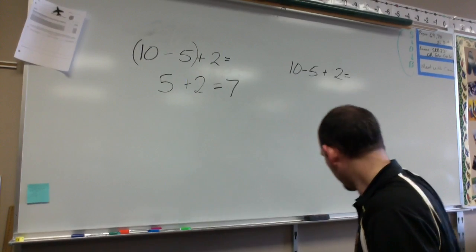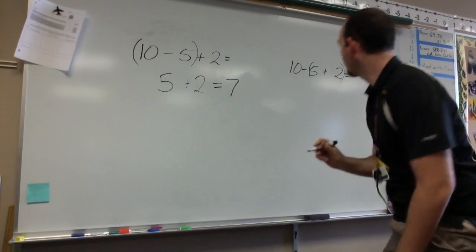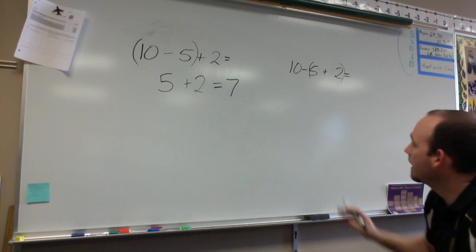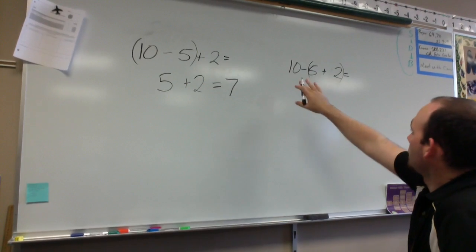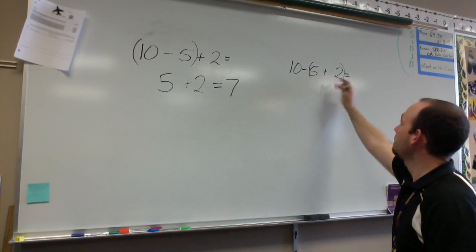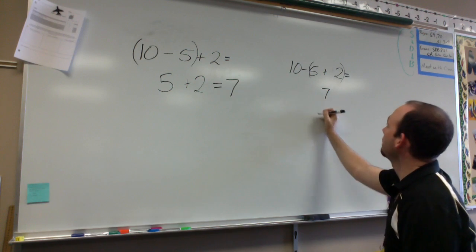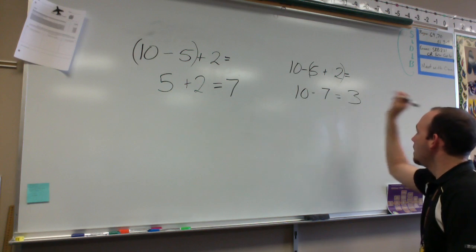Let's look at this one over here, except I'm going to put the parentheses in a different spot. I'm going to move the parentheses over here. So now we have 10 minus, in parentheses, 5 plus 2. So instead of going just from left to right, I see parentheses, it means I have to do that first. So 5 plus 2 is actually worth 7. I copy this down, 10 minus 7 is actually worth 3.